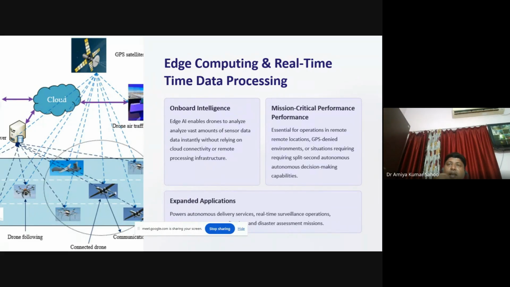That is like drone anatomy. I have taken one snapshot: edge computing and real-time data processing.